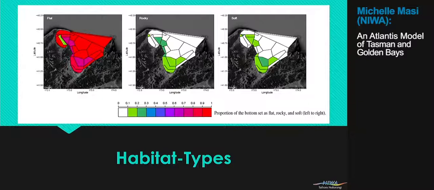So important to note here is that you can have overlapping bottom types within any particular polygon. So at the bottom you can see that there's about 80% flat, which is representing a sandy, shelly benthic bottom type. And then in the middle there, rocky, there's about 10% in those bottom polygons, which are going to be like rocky outcroppings. And soft is representing like a muddy bottom type, and this is shown in the one on the left there at about 10%.